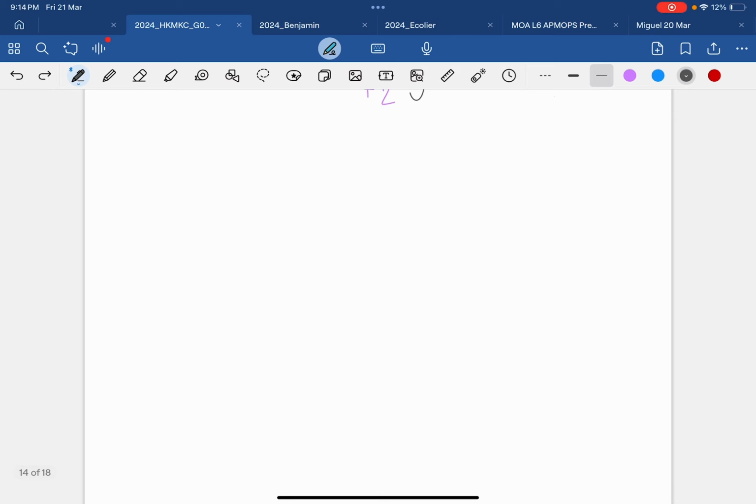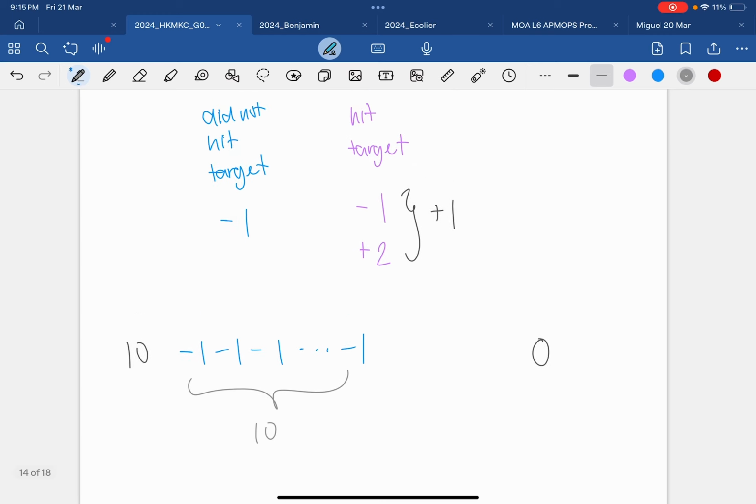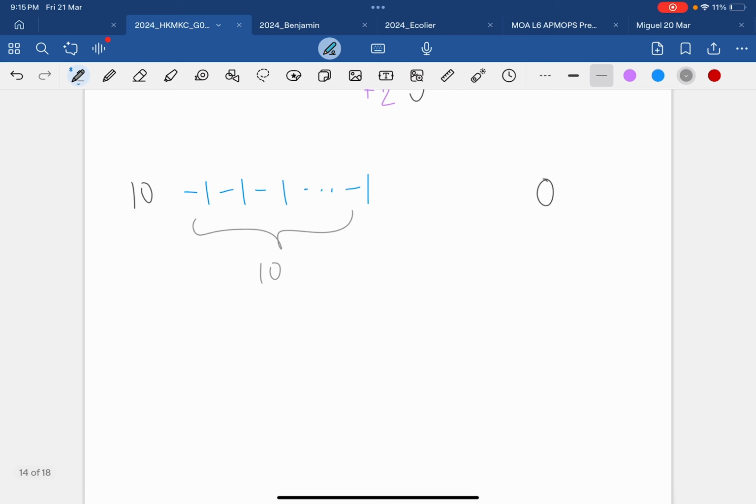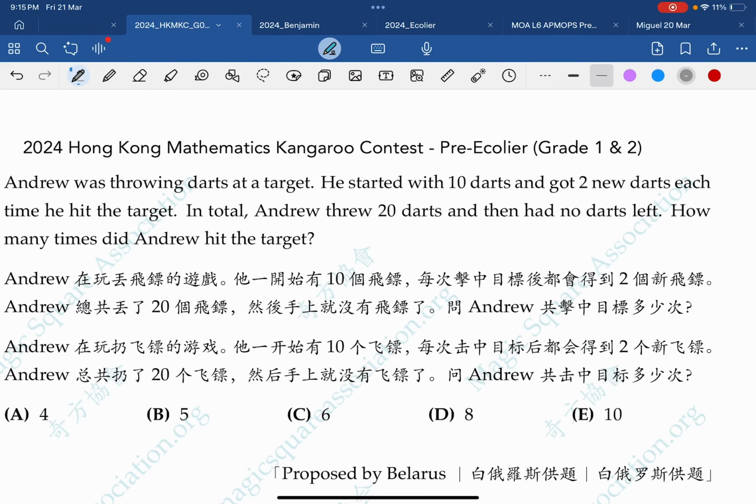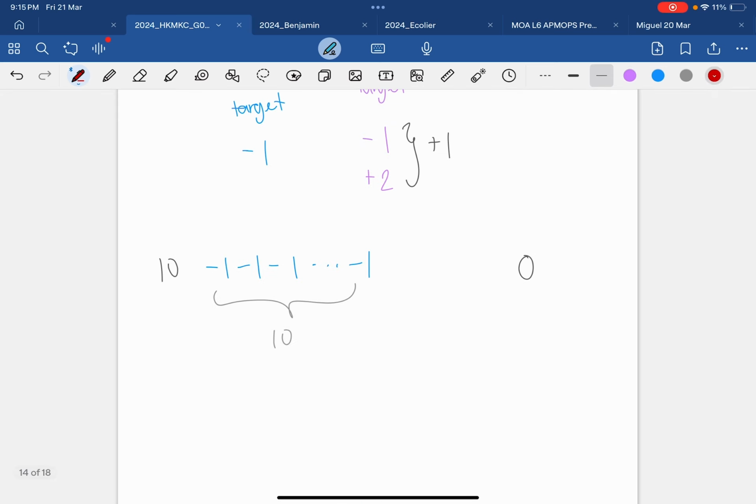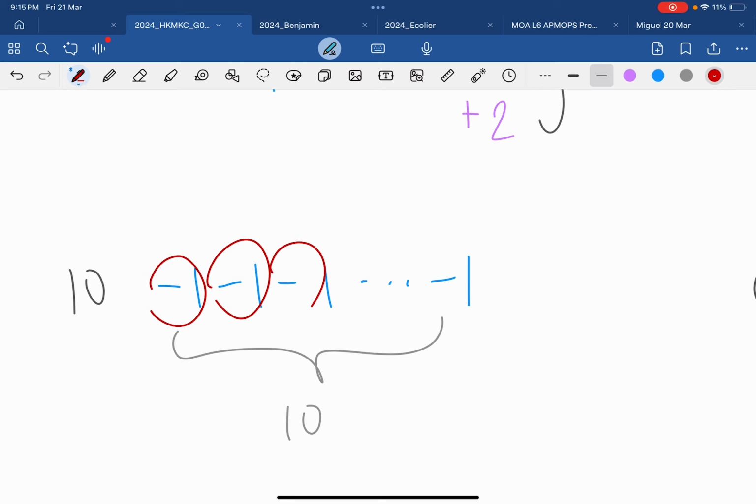All right, so Andrew started with 10, and then he ended up with nothing. So doesn't that mean we could just keep on throwing darts and missing? Let's just say this repeats 10 times. We threw 10 darts and completely missed, did not hit target 10 times. That should get us to 0. There's one problem though. It says over here that Andrew actually threw 20 darts. But over here, we only threw 10 darts.